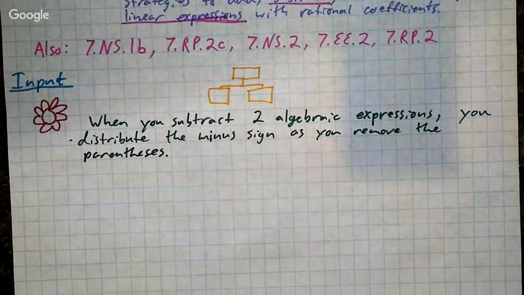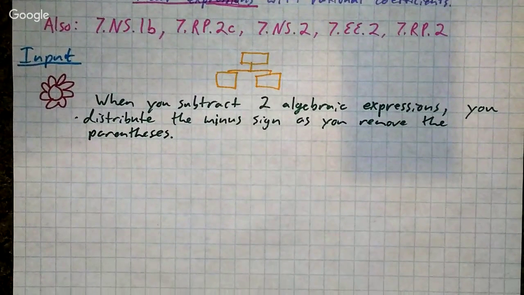Okay, so that's our main rule we want to remember: that when you subtract two algebraic expressions, you distribute the minus sign as you remove the parentheses. That's something you don't have to worry about when it comes to adding, but here in subtracting, we're going to have to remember that.